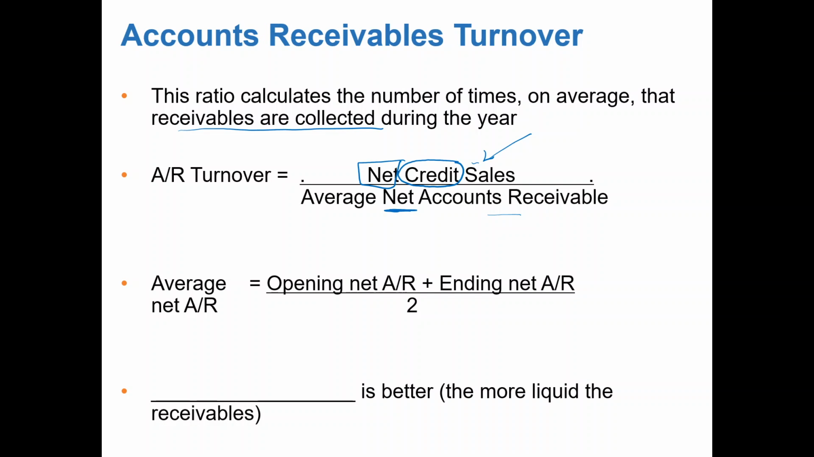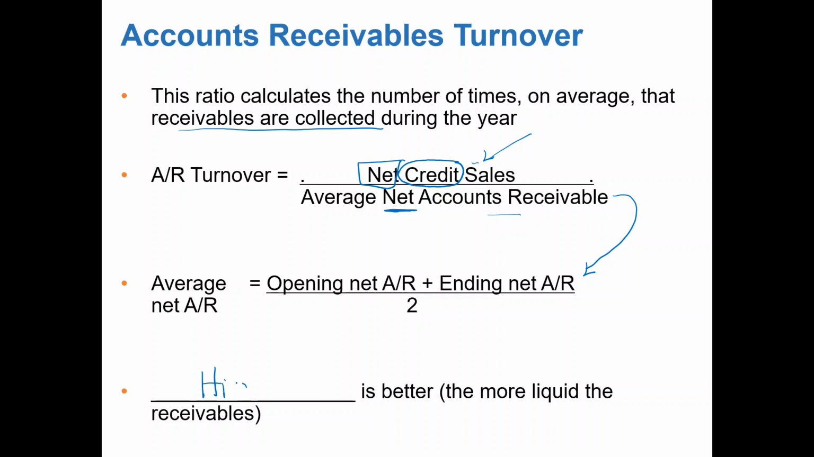And then just as a reminder, to calculate the average, we would take opening net AR plus the ending net AR and divide that by 2. Okay, now what do you think here? Is higher or lower better in this case for the amount of times we're able to collect our AR during the year?